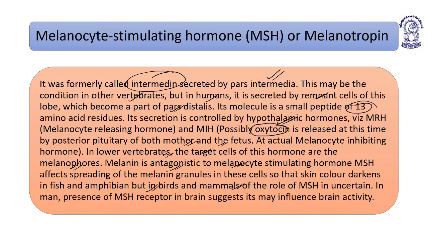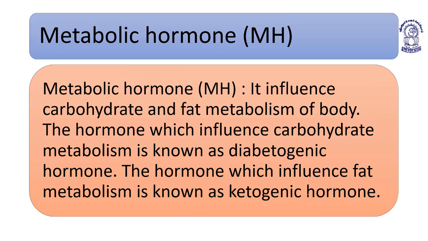In birds and mammals, the role of MSH is uncertain. In man, the presence of MSH receptors in the brain suggests it may influence brain activity. Metabolic hormones influence the carbohydrate and fat metabolism of the body. The hormone which influences carbohydrate metabolism is called diabetogenic hormone. The hormone which influences fat metabolism is ketogenic hormone.